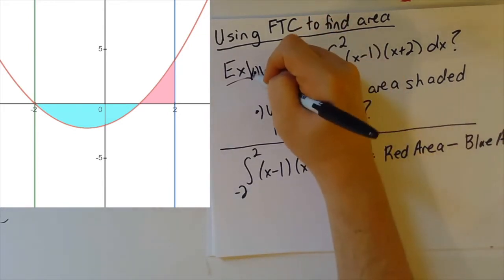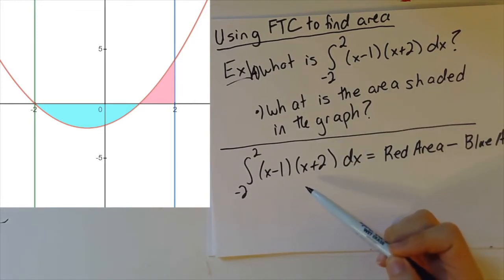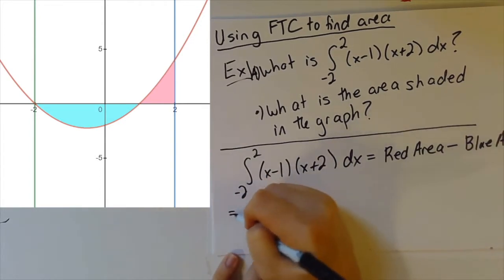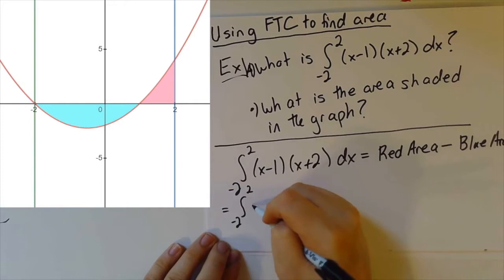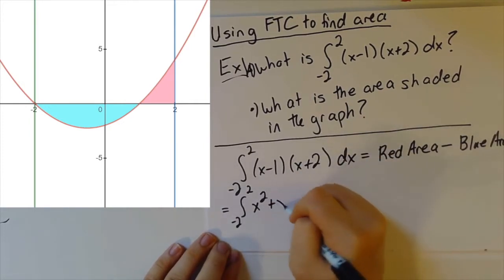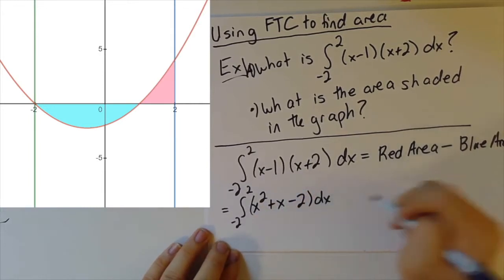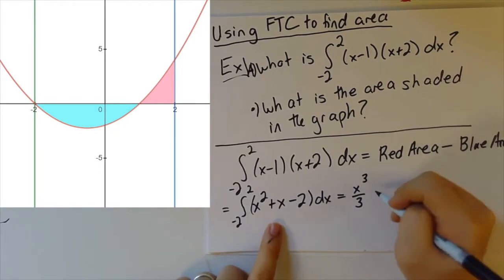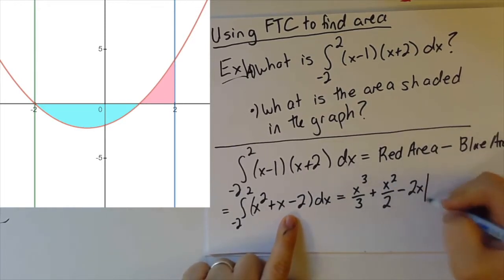So I'm going to answer first this question that I called A up here. What is this integral? That is, what is the red area minus the blue area? Well, we can do this by using the fundamental theorem of calculus and a little bit of algebra. So I'm going to rewrite this. This is x squared plus x minus 2 dx. So the antiderivative here, using this notation from the last video, is x cubed over 3 plus x squared over 2 minus 2x, all evaluated as x goes from -2 to +2.